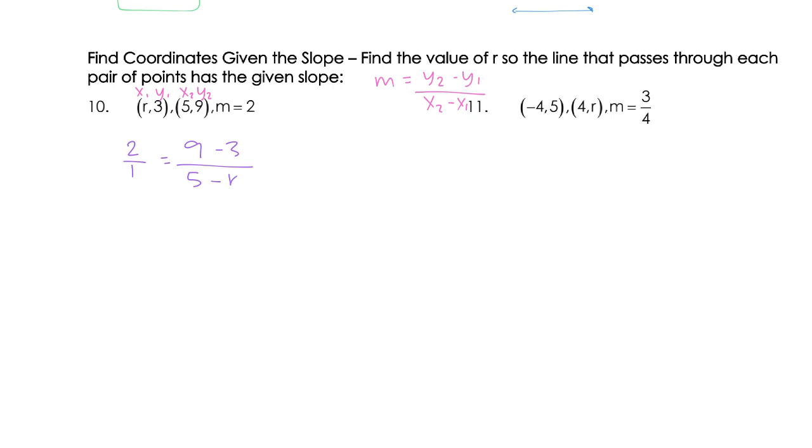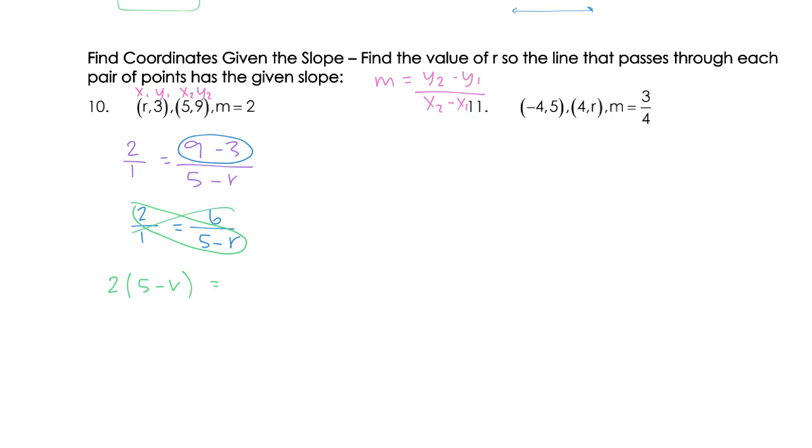And if you remember, this looks familiar from chapter 2 because this is a proportion. Remember, we always solve proportions by cross multiplying. Now, the first thing I'm going to do, though, is simplify 9 minus 3. So I have 2 over 1 equals 6 over 5 minus r. Then we cross multiply. So I'm going to circle the 2 and the 5 minus r and put parentheses around them because there are two terms there.